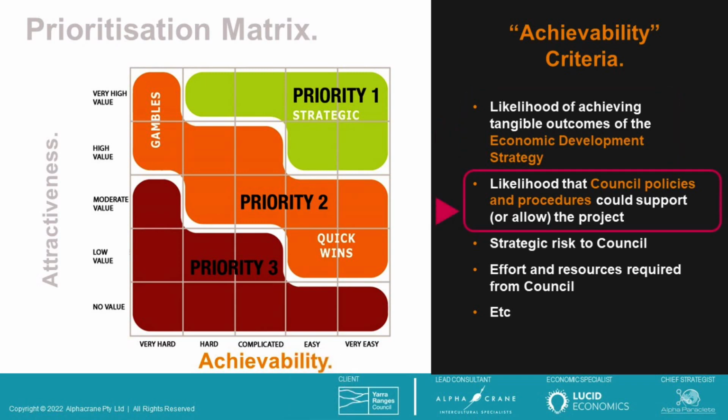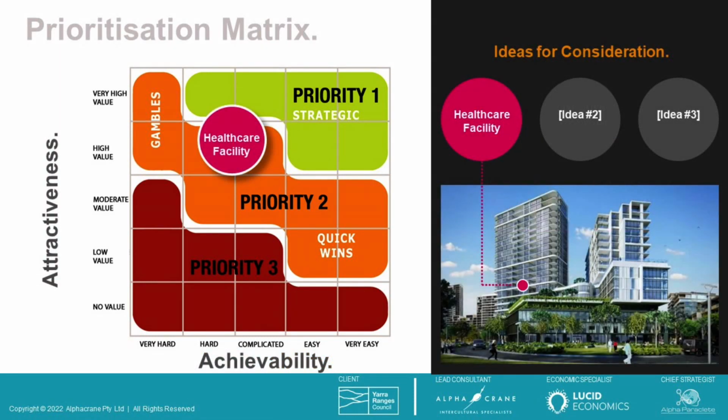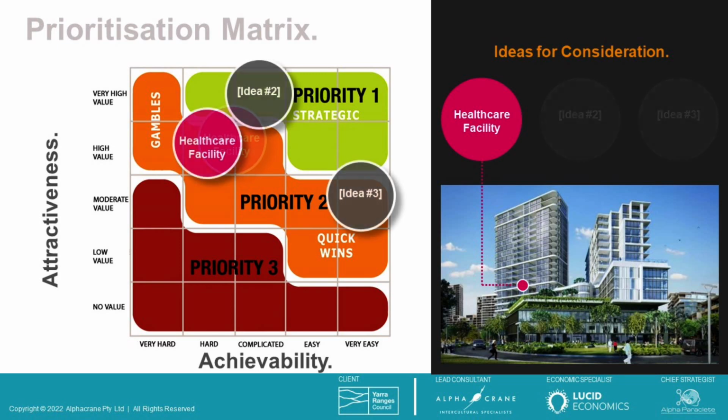Secondly, how likely is it that Council policies and procedures could accommodate or allow the development? Now, in this case, the answer is probably complicated, if not hard. That positions the proposal somewhere in the priority 2 segment of the matrix. The exact position would then be debated internally, taking into account other proposals also on the table.